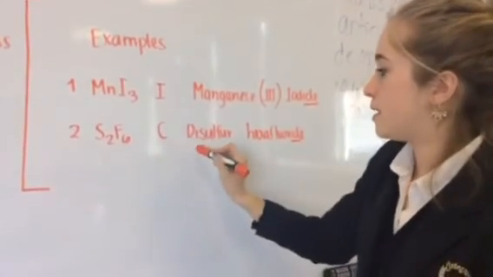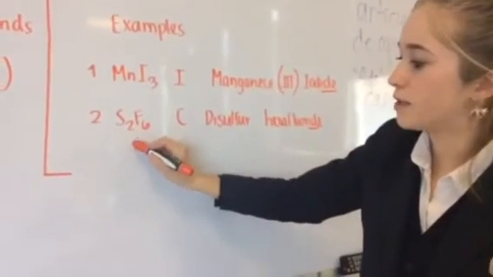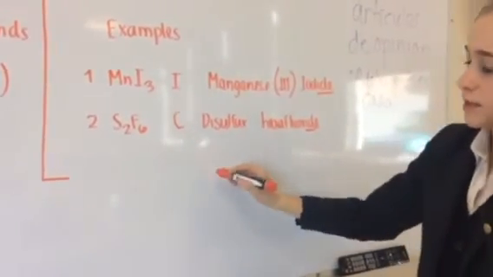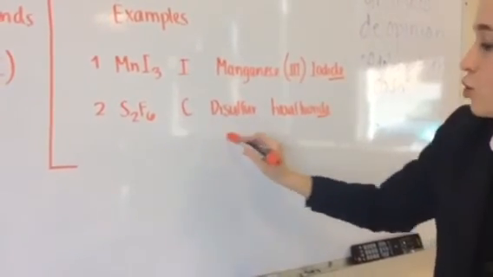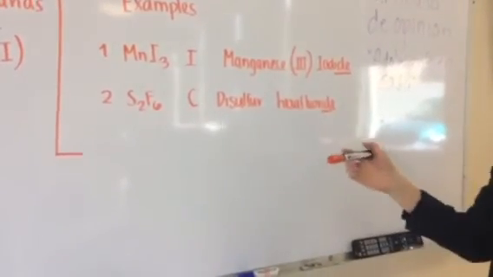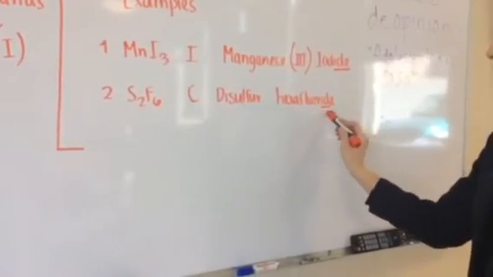Then in the S, it will be disulfur. Why? Because the subscript is 2, and as you already know the prefixes, 2 is di. And hexafluoride, it will be F6, so hexa is 6, and it will end in IDE.